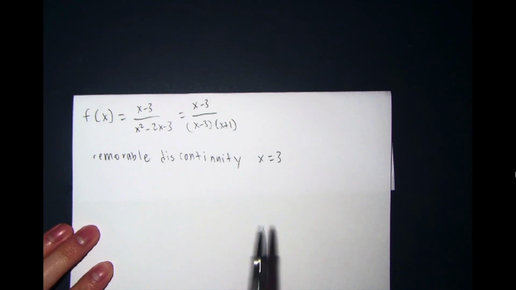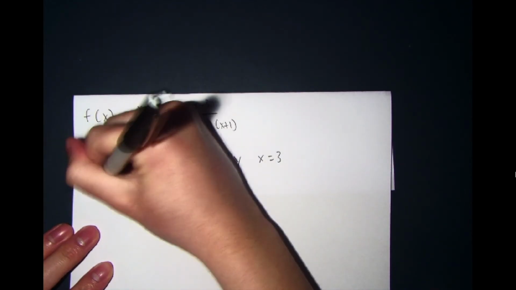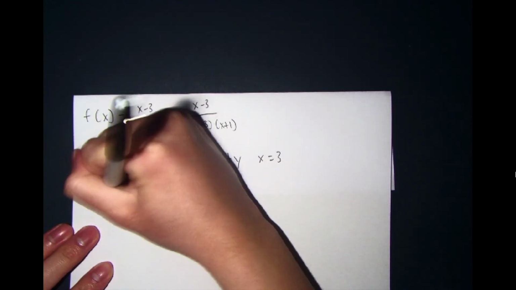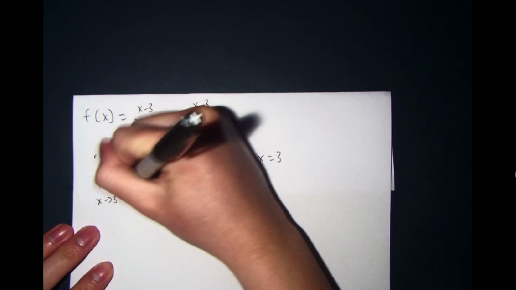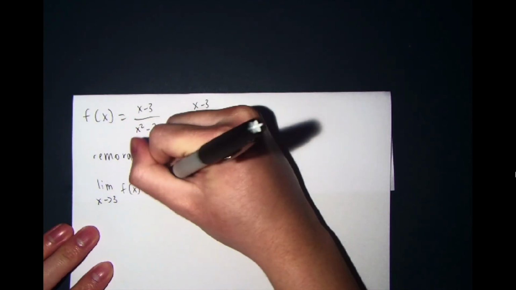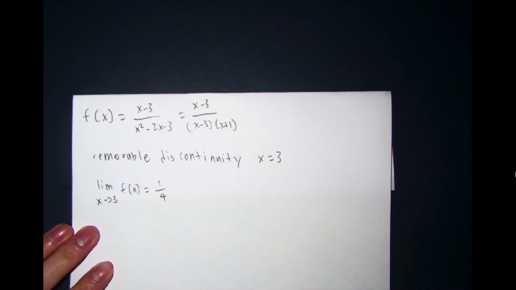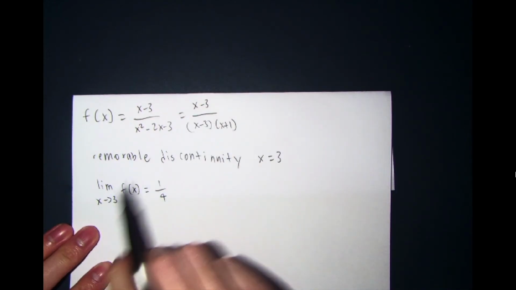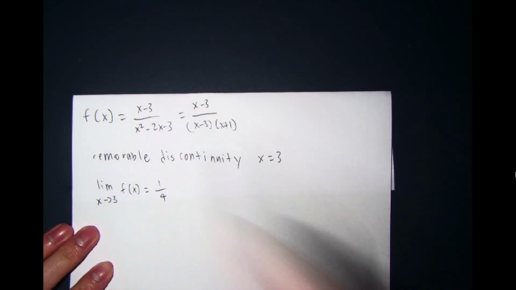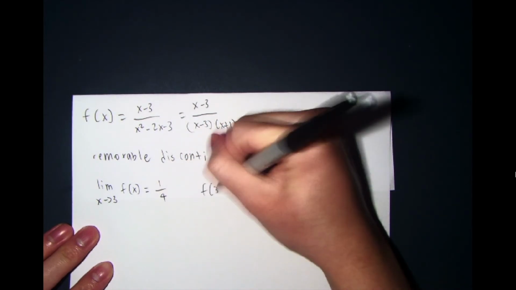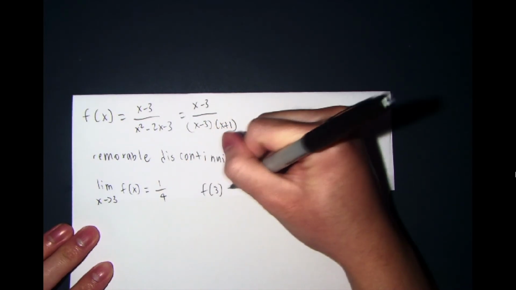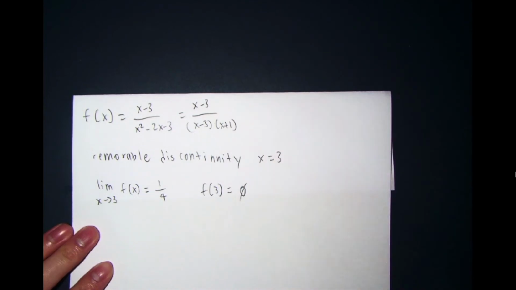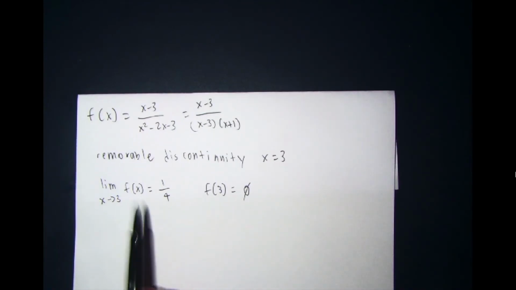And the way you can confirm this is if you check the limit as x approaches 3 of f of x, it should be equal to 1/4. But if you plug 3 into the equation, so if you get f of 3, that should be undefined. So that's what explains why there's a hole, or a removable discontinuity, in this equation.